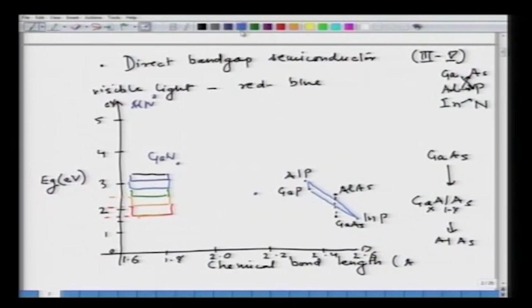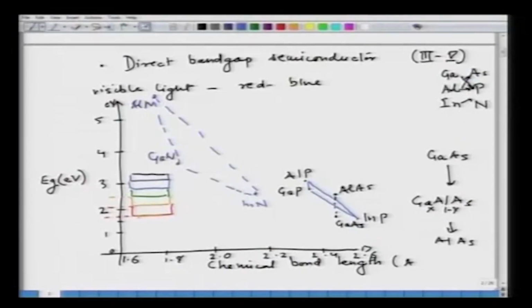So, this triangle is for the nitride system, again in the 3,5 system, this is indium nitride. But as you can see, the nitride systems take care of the visible light in the higher energy or lower wavelength. So, if we want to make blue LEDs, you would like to go with the 3,5 nitride systems, but the problem with nitride systems is obvious: there is a huge change in the lattice parameter, and that creates problems in making good materials because of the strain that comes in.